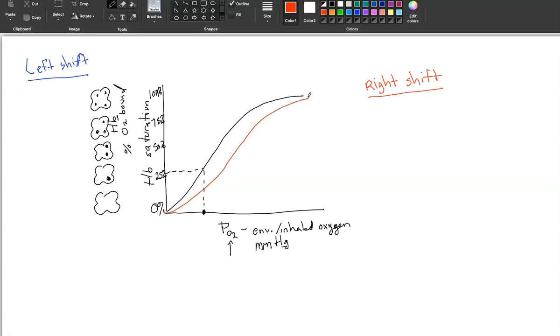And what it means is that if we want to get to 25% hemoglobin saturation, we're actually going to need more oxygen to get there. This is a looser bond between oxygen and hemoglobin. This is more likely to dissociate. So it dissociates sooner, more easily.